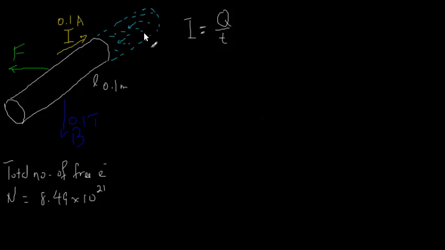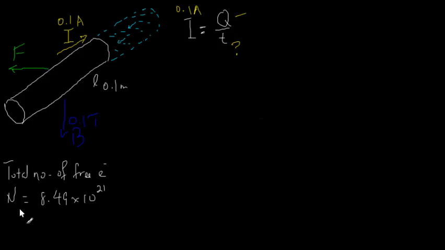But how can I find the time? Okay, this is how. There's a way to do it. You see, we know the current is 0.1 ampere. The time is what we need to find. Okay, let me write down what I have. We know that the current is 0.1 ampere. The time is what I need to find. Now I can find it if I know the charge. Do I know the charge?